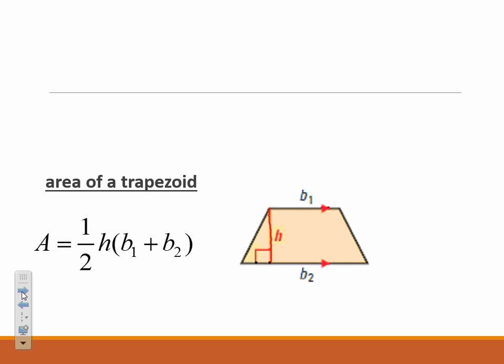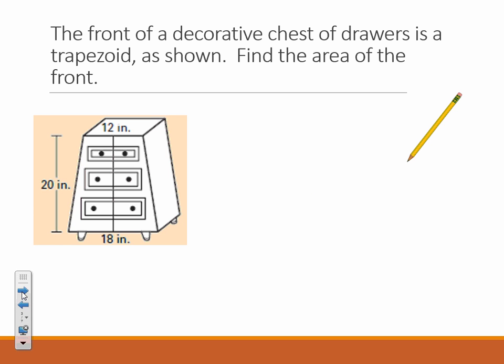Let's take a look at one example that we need to get into your notes. This is a chest of drawers, like a dresser, and the front is a trapezoid as shown. If I was going to sketch this in my notes, you don't have to draw the dresser, but draw that little trapezoid that you see here. We have 12 inches on top, 18 inches on the bottom, and 20 inches straight up and down on the inside. We need to find the area of the front of this dresser. Maybe we're going to paint it, maybe we're going to put wallpaper on the drawers, make it fancy, who knows? We need to find the area.